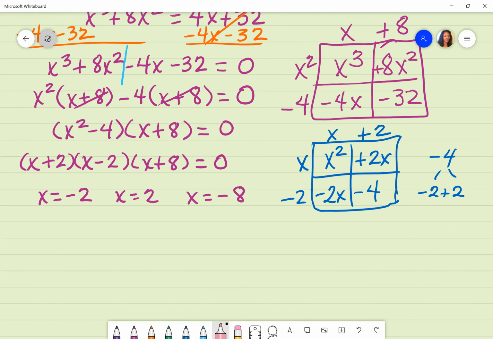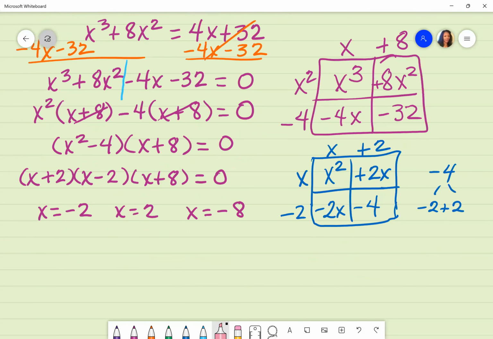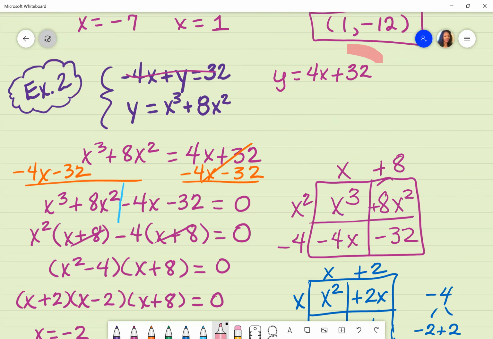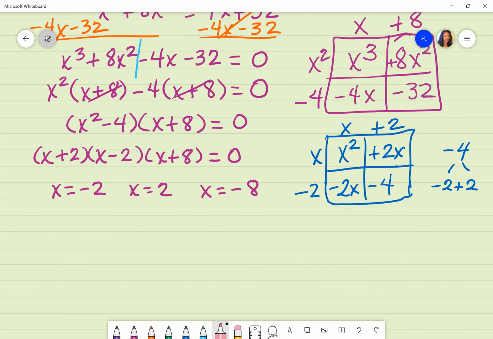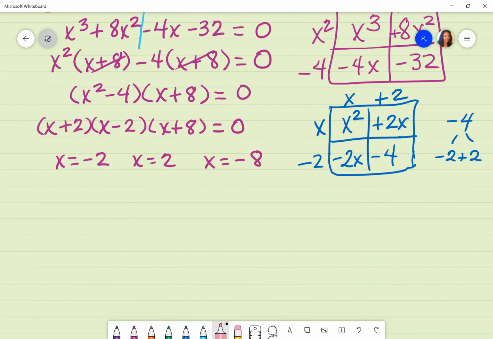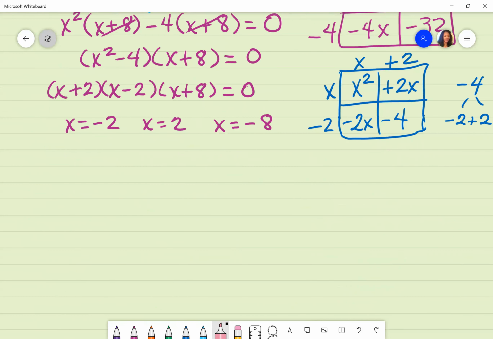Now, our whole goal is to actually find coordinates. So what I'm going to do is go back to the y equals 4x plus 32, and I'm going to substitute each of these x's there to see what would happen. Let me go up some more. So substituting into y equals 4x plus 32.